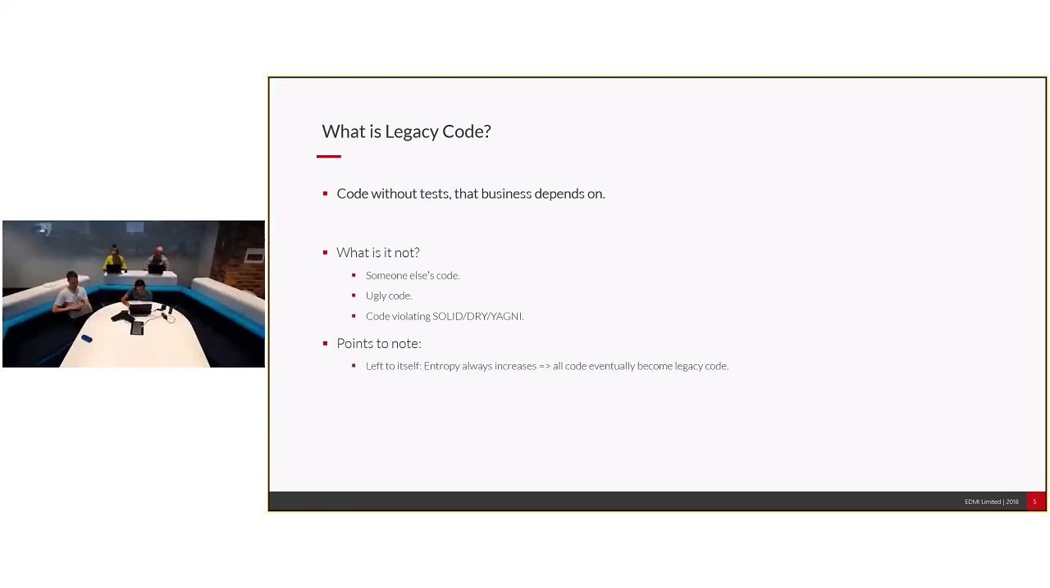So left to itself, right? As we discussed in the simple design, entropy is a measure of the system's disorder. It always increases, which essentially implies that all code eventually becomes legacy if left to itself, right? Which means greenfield projects also become legacy code unless one knows how to continuously handle legacy code. So that's why I put legacy code as one of the outermost shells in the diagram.